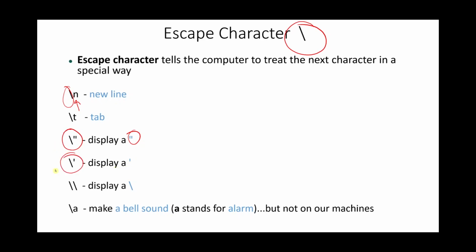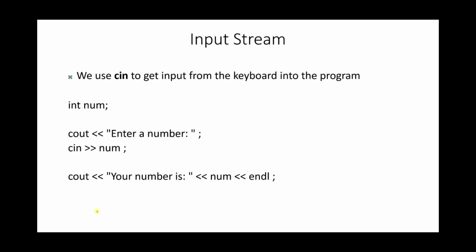If you want to display the backslash itself, you can, because remember the backslash in C++, generally if it's inside the string, says, okay, treat the following character in a special way. The first one is saying treat the next character in a special way. This one says, okay, I'm being displayed. So display the backslash. And you just heard the bell sound on the machine.